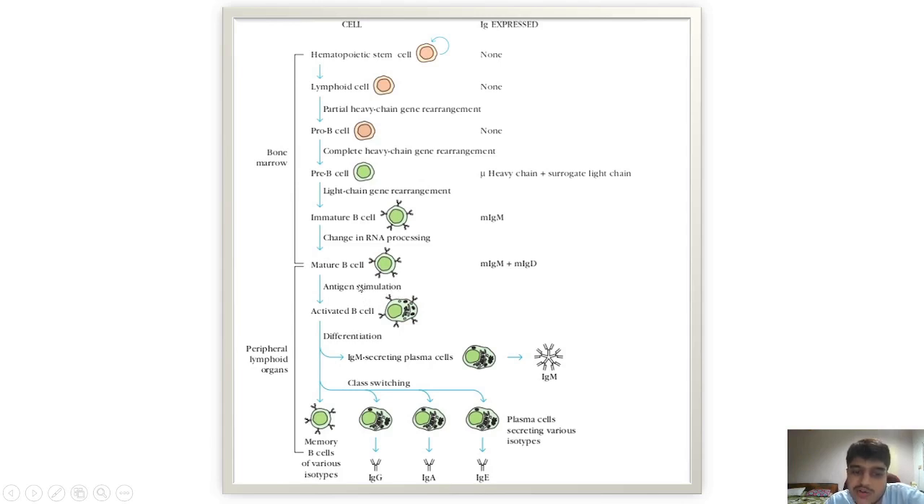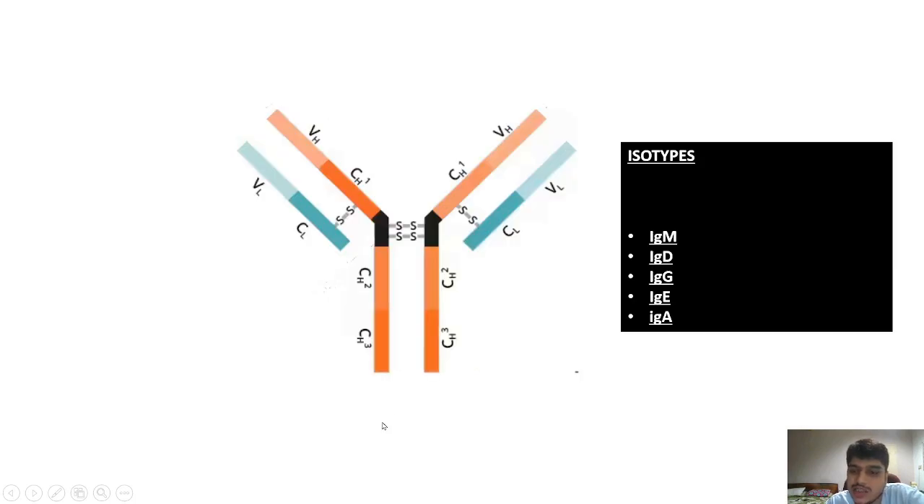Once they are activated, they differentiate into immunoglobulin secreting plasma cells and also the memory cells. And once they differentiate into plasma cells, they can also undergo class switching to produce any of the 5 classes, that is the 5 isotypes of the antibodies.